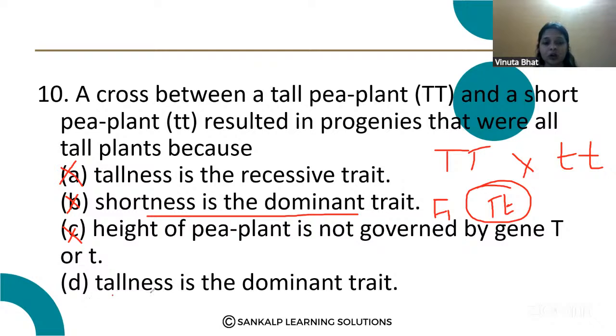Option D, tallness is the dominant trait. The correct answer is option D. Tallness here is the dominant trait when compared to the small t, that is the dwarf. So the correct answer is that tallness is the dominant trait here. Option D.